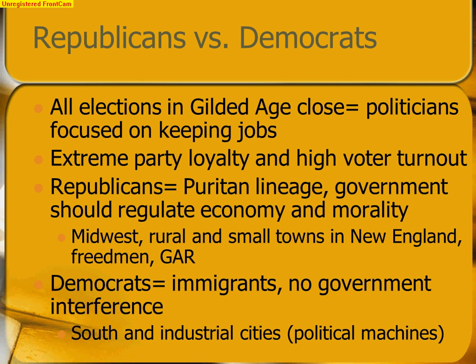The Democrats, on the other hand, we see a large constituency base among immigrants, and they believe that there should be less government involvement, or laissez-faire, hands-off. Predominantly, we see this in the industrial cities. Like we said, Tammany Hall was a Democratic political machine. Chicago was a big Democratic town, Boston, etc. And also in the South.